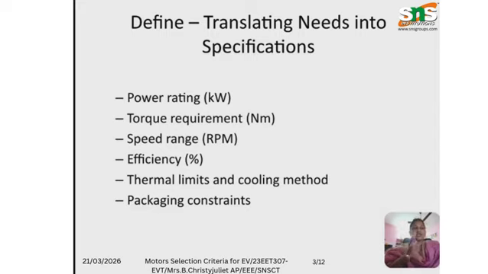For example, if the vehicle is for hills, we need high torque. If the vehicle is for sports purposes, we need a high power rating. So in this manner, these parameters need to be considered while selecting a motor.